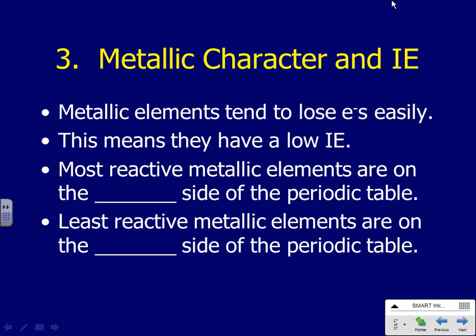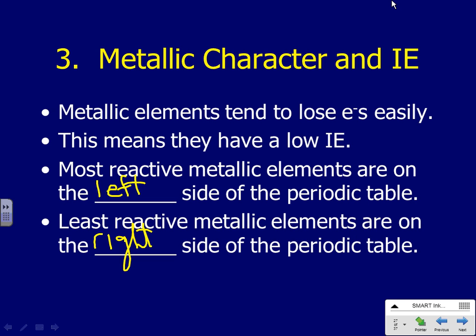Metal elements tend to lose electrons easily. This means that they have a low ionization energy. The most reactive metallic elements on the periodic table are therefore on the blank side of the table. Where will they be found, Christopher? On the left, because the left has the lowest ionization energy. They have the fewest protons in the nucleus, so they are found on the left side of the periodic table. The least reactive elements, therefore, are on the right side.